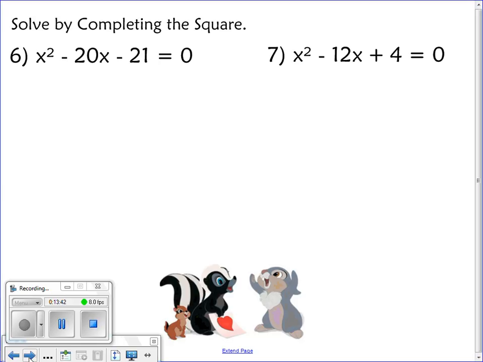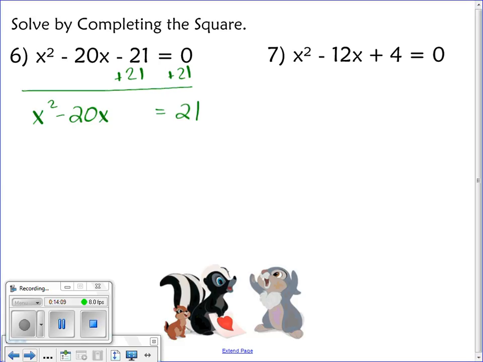I need to move that c, right? So I'm going to have to add 21 to both sides. So we get x squared minus 20x equals 21. Now, notice how I wrote that. Do you guys see how I left a little gap in there? Why did I leave a gap? I'm going to have to add something to both sides of my equation. So I left the gap so I could write that.